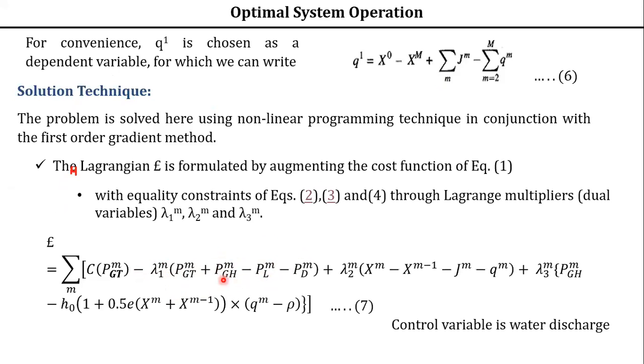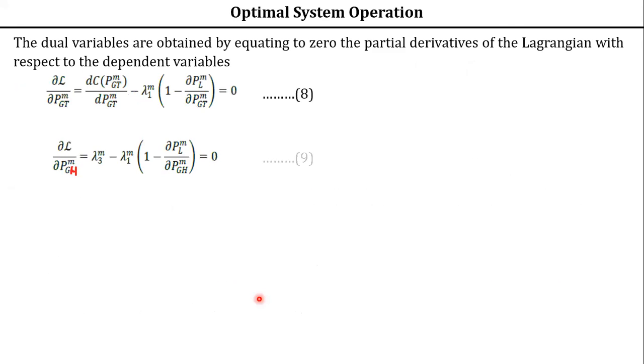So with respect to this one, it will be 1 minus the derivative of the loss, which is a function of your PGT and PGH, similar to what I explained for PGT. There is no PGH term in the other equation, and here you have the PGH term in this equation. So you have to take the partial derivative of this function here. Now this is equal to 0.